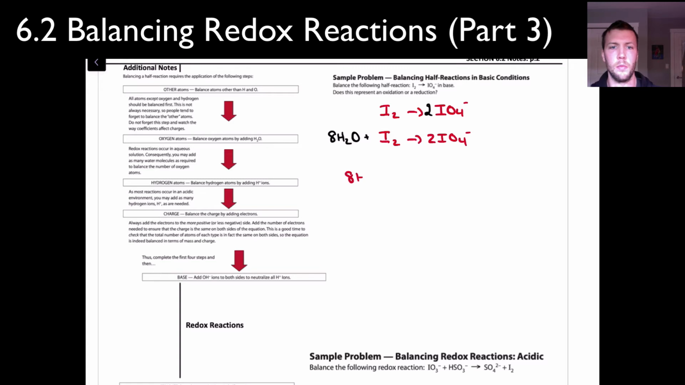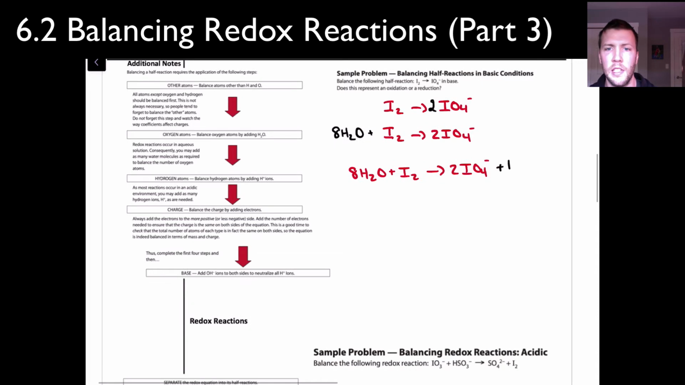Next, I want to balance my hydrogen atoms, and so I have 16 hydrogen atoms on my reactant side, which I just added from my 8 waters. So I'm going to balance that by adding 16 hydrogen ions to the product side.